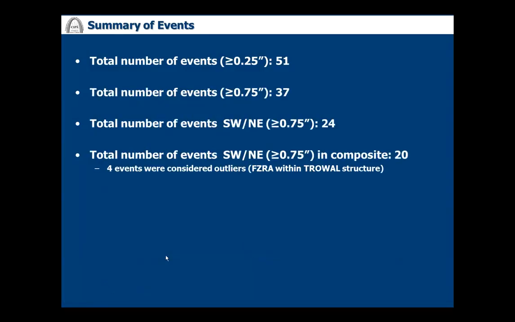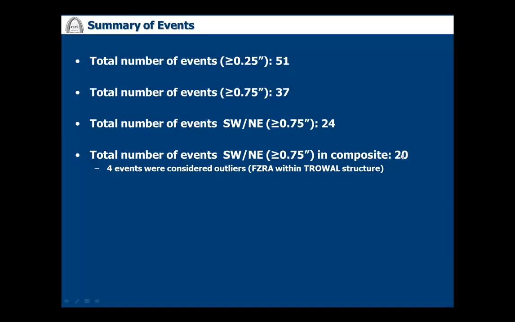Like I said, there were 51 events in the domain that had a quarter inch or more. Of those events, there were 37 that had 3/4 of an inch, and we chose that as a threshold. Since we are focusing on major ice storms here, we felt that at a quarter inch you're starting to get significant impacts, if not even at earlier times, but that was just a threshold we decided to choose. And of the southwest to northeast cases, there were 24 that had 3/4 inch or more. So basically half of the total events were these southwest to northeast major ice storms.